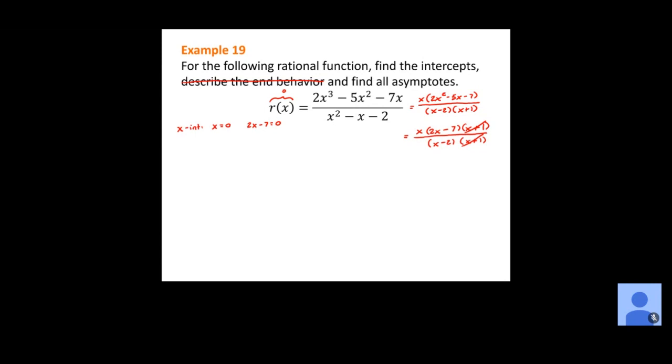Now when we solve that, x equals 0 solved. What are we going to get for the other one when we solve that one? Good. Add the 7, divide by 2. That's going to give us positive 7 over 2. Okay, so those are the two x-intercepts now. Any questions on how I found those? Okay. How do we find the y-intercept?